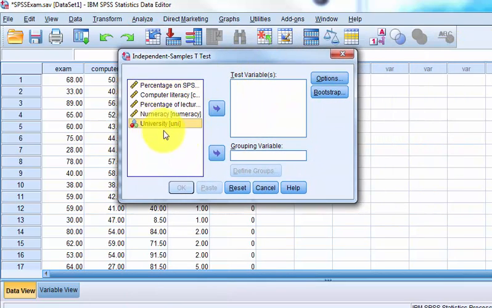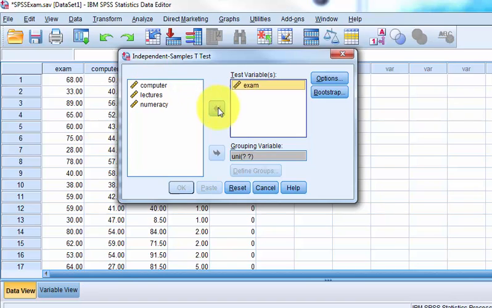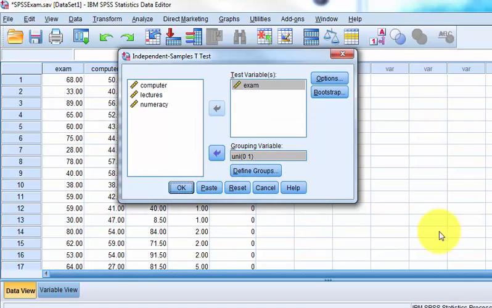So our grouper is university, and we're checking to see if there was a significant difference in exam scores, but you have to define the numbers. So our first group was 0, and our second group we mark with a 1. It really doesn't matter what these numbers are. Click OK. Click OK again.